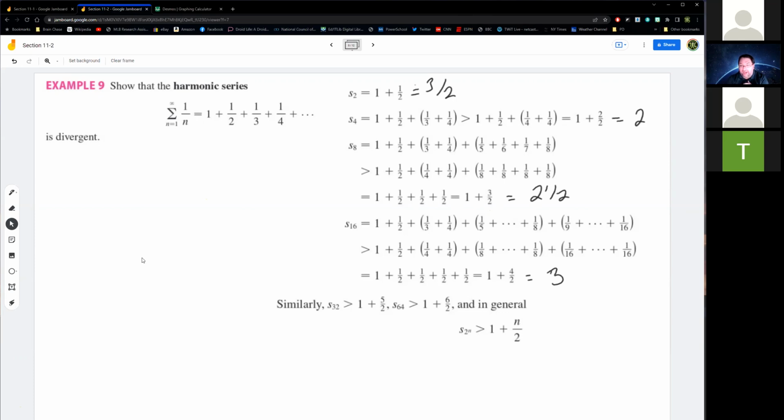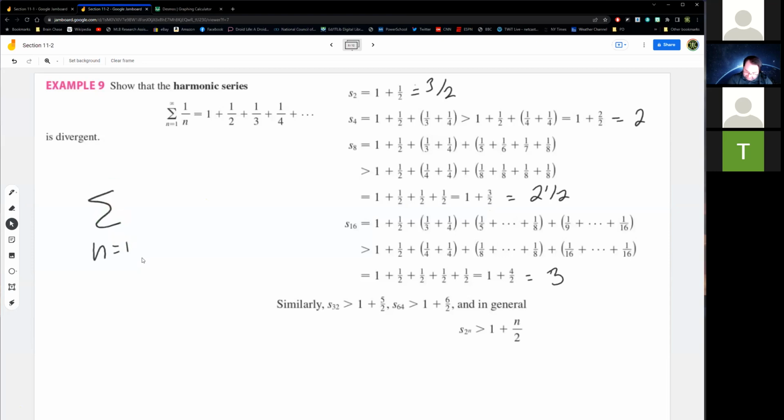And it's going to keep going up by 1/2. So the 32nd one I know is greater than 3.5. And the 64th one I know is greater than 4. And it ends up being that the highest one is greater than 1 plus n over 2, depending on whatever the n value is. So that's going to get increasingly higher. It's not going to get smaller and smaller. That's why it's divergent.